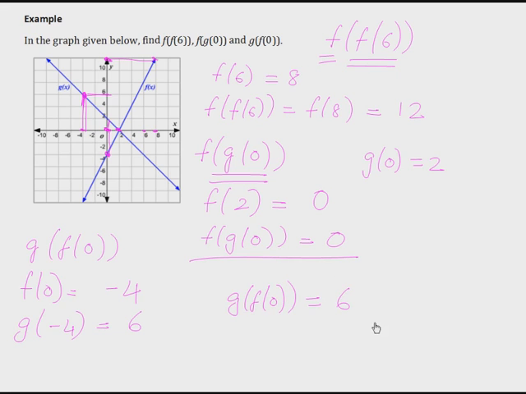F of g of 0 is not equal to g of f of 0. And there's nothing surprising in that. They're very different functions. So we've learned how to read the composition of functions when we are given the graphs of the functions. We just read each individual graph as and when we have to. Figure out the input, go to the graph, read the output. If they're given the output, go to the graph and figure out the input.